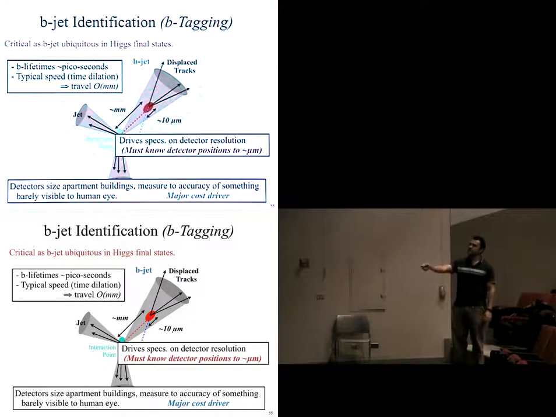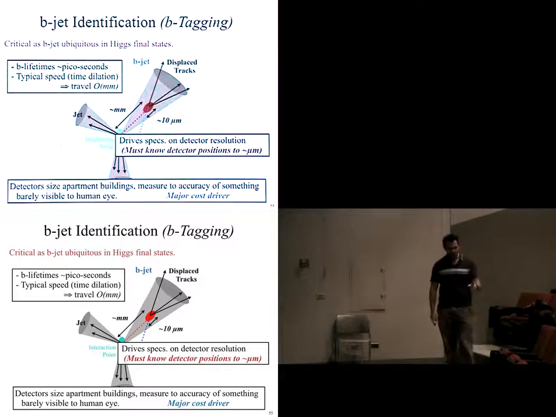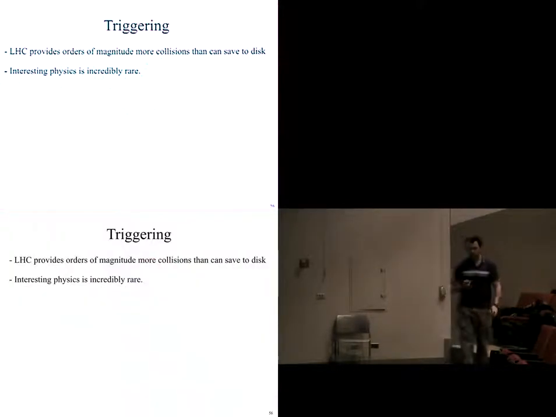And this is what I said here. We have these giant detectors that have to measure positions very accurately. And it turns out this is something that's just barely visible to the human eye. But this is really a major cost driver in these systems. Especially the cameras in the inner part of the detector have to be very precise in their measurements.